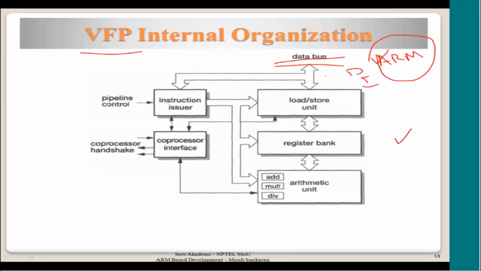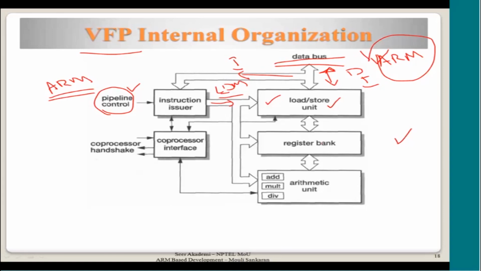memory. So if it is an instruction, it is fetched by this instruction issuer, which tracks the pipeline of the FPU and keeps track of ARM's pipeline so that they are in sync. Based on the instruction, if it is an LDM or STM, it activates this load store unit so that the addresses are generated by ARM, and the data coming from the data bus from the memory can be either transferred into the register or copied back to memory. So this unit takes care of interacting with the memory unit.